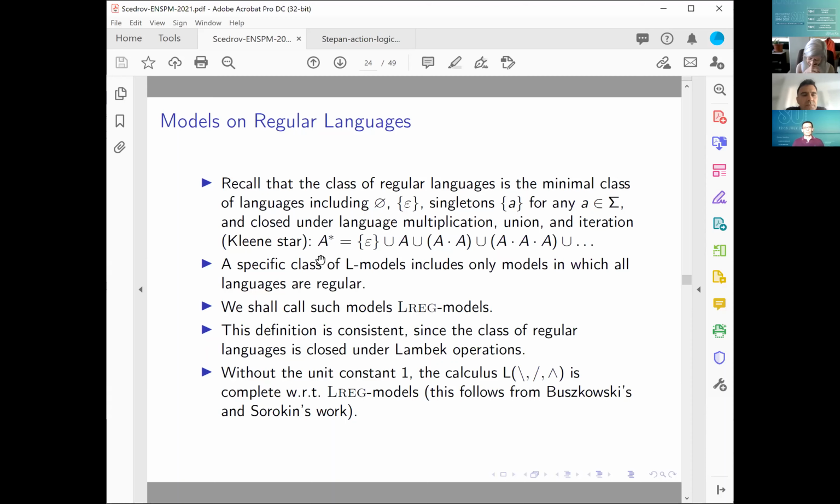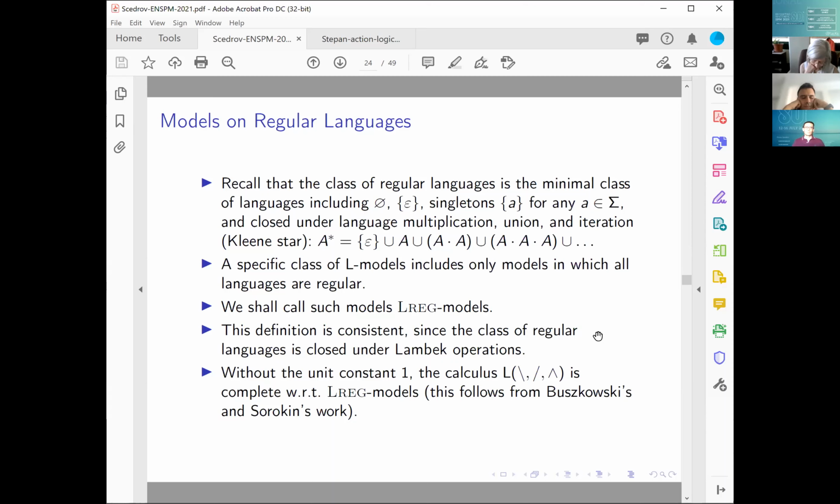This is the famous Kleene star, right? So you iterate once, product, triple product, quadruple product, etc. Okay. And now the specific class of L models in this case will include only models in which all languages are regular in the sense defined above. Such models we will call L regular models. Now you have to check that this definition is consistent, and this is because the class of regular languages is closed under Lambek operations: multiplication, division, union, intersection.